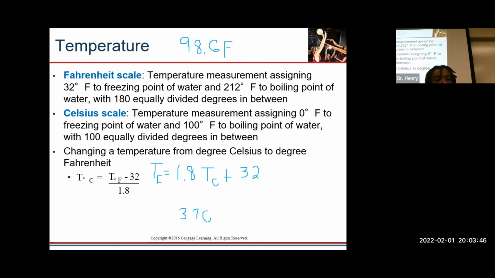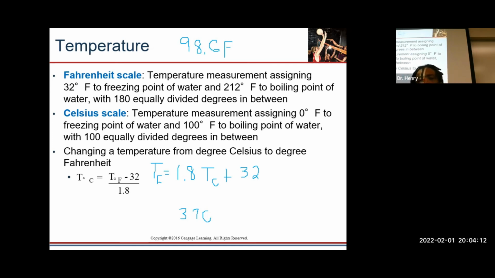So if water boils at 210 degrees Fahrenheit, what is that in Celsius? It's 100 degrees Celsius. Okay. Questions? Concerns?